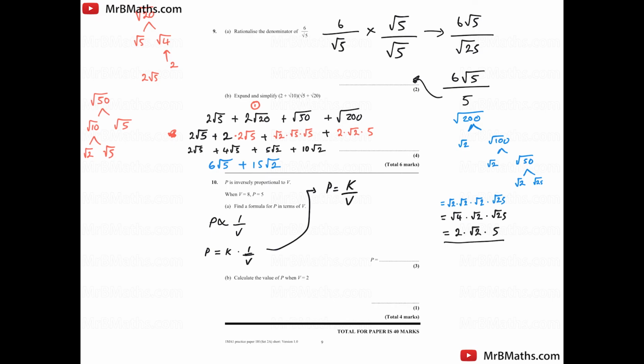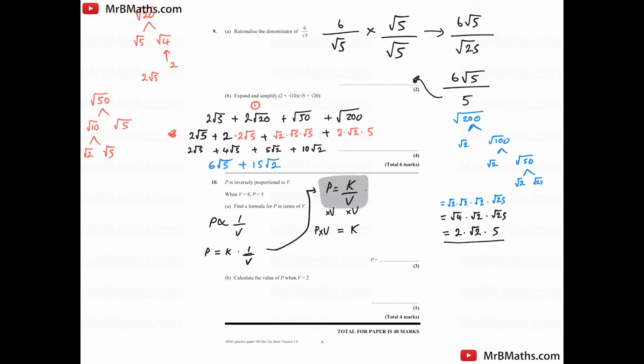So basically we need to write this formula as we have it now, but we do need to find out what K is. So we need to write the actual final formula. We're given V and P, so we can work that out. To find out what K is, we firstly need to rearrange for it. So K is being divided by V. In order to get rid of that, we need to multiply by V on both sides. So then we end up having P times V equals K.